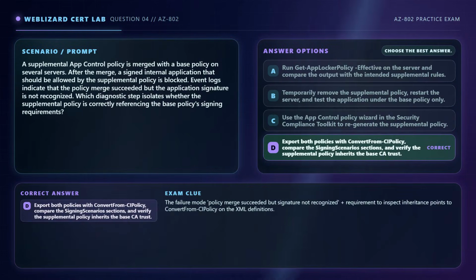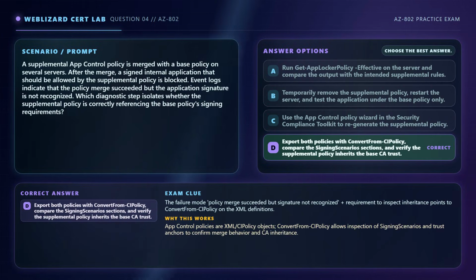The correct answer is D. Export both policies with ConvertFrom-CIPolicy, compare the signing scenario sections, and verify the supplemental policy inherits the base CA trust. App control policies are XML CI policy objects. ConvertFrom-CIPolicy allows inspection of signing scenarios and trust anchors to confirm merge behavior and CA inheritance. The failure mode, policy merge succeeded but signature not recognized, plus the requirement to inspect inheritance, points to ConvertFrom-CIPolicy on the XML definitions.